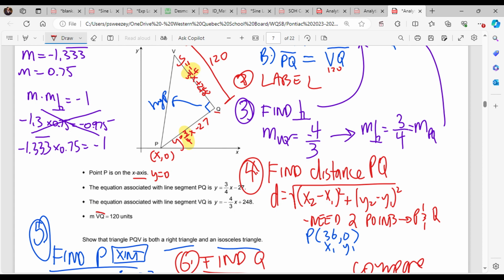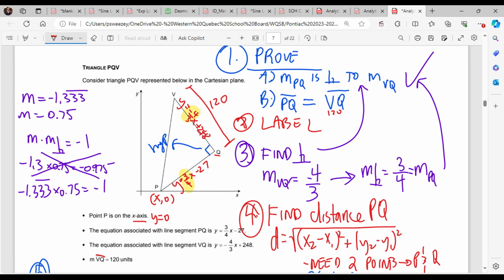What's the point of having the 120 units? Go back up at the top here. What are we trying to prove? We're trying to prove that the slopes are perpendicular. We're also trying to prove that PQ is equal to VQ. If we didn't have the 120, we would have to solve the distance of that as well. But they gave it to us, so it's making it easier for us. The toughest part about this guy is getting the distance of PQ.